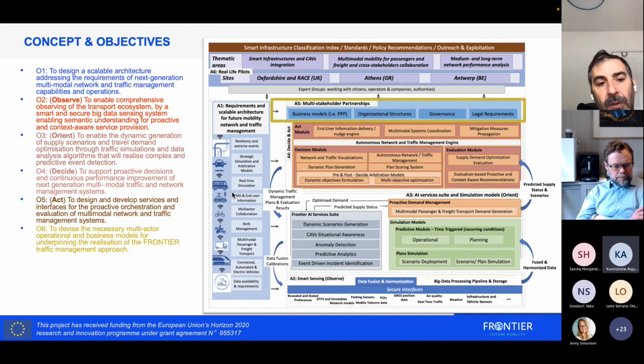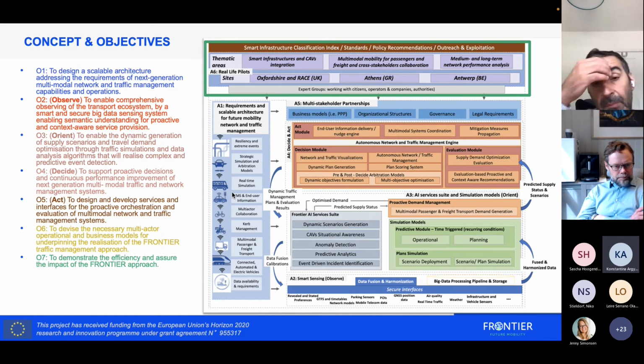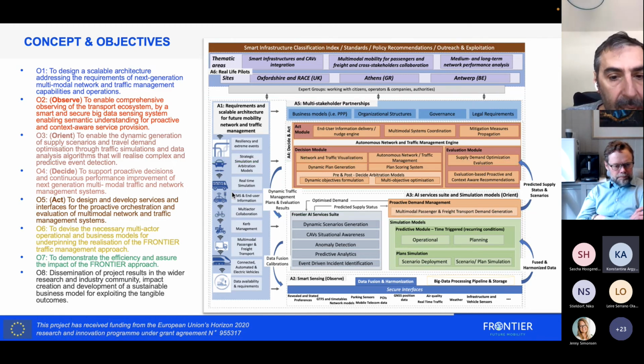Then we have a number of vertical aspects related to business models, arbitration models, and organizational structure assessments. These are required to allow this multi-stakeholder collaboration. We also have a number of demonstration pilots, which I'm going to talk about a bit later, and of course the dissemination activities.